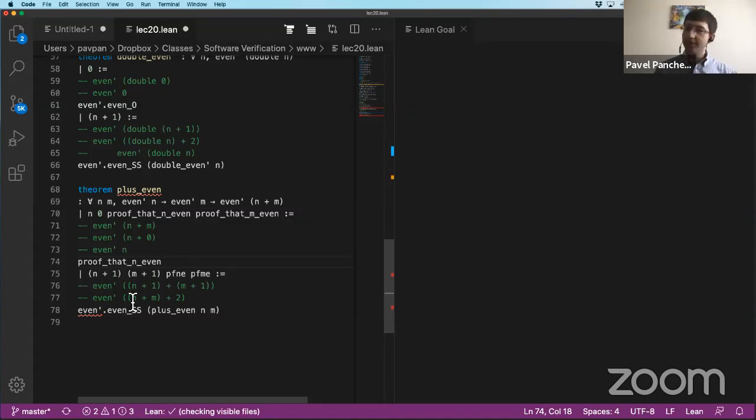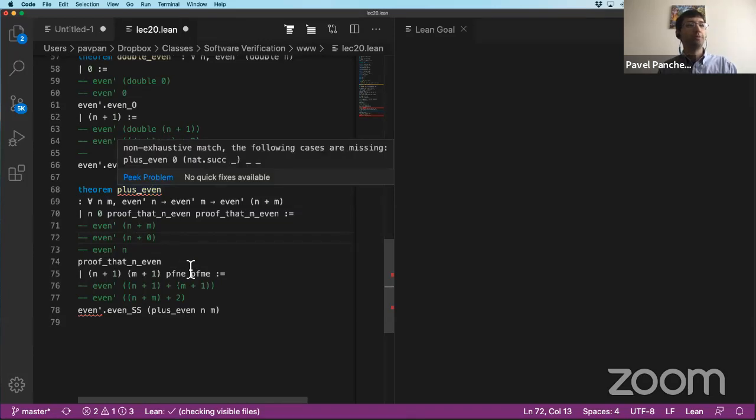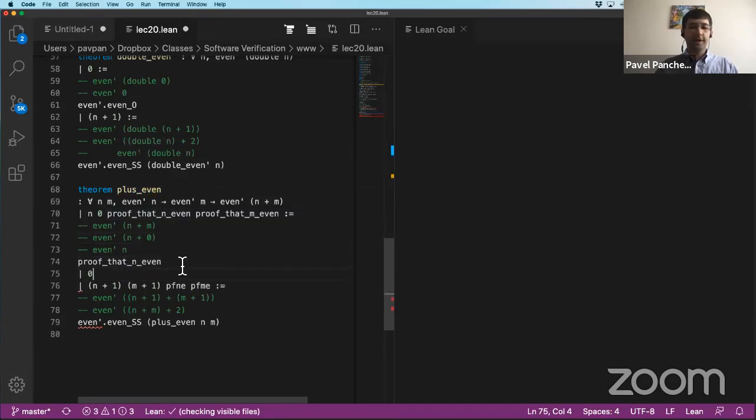Okay, well, in that case, I have no choice but to continue trucking on. So here we've written down what looks like a pretty solid proof that adding even numbers yields even numbers. Lean has a few complaints. It says, I didn't consider the case of 0 plus something. That's fair, that's easy to add.